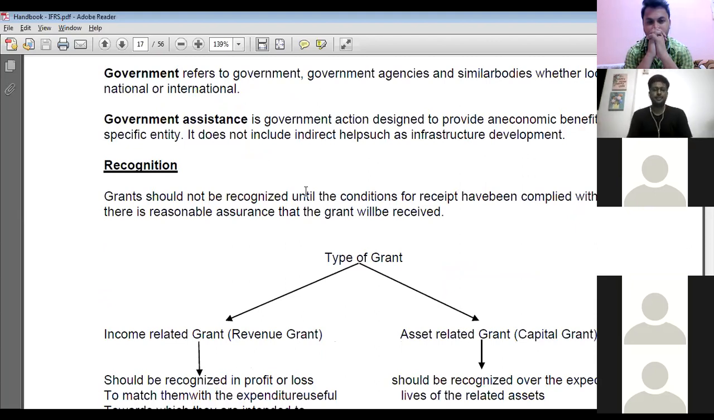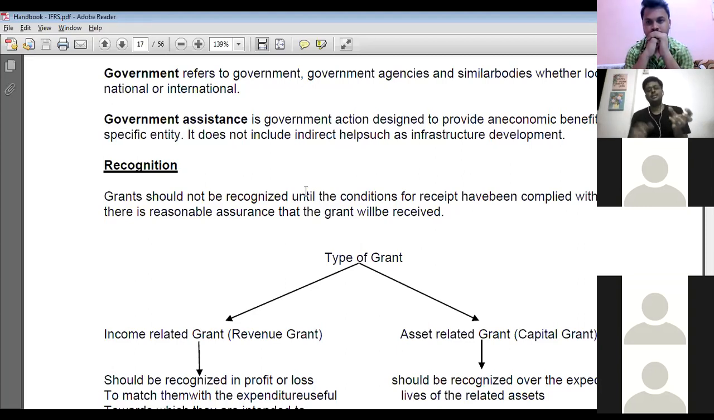So say any assistance which is designed to provide economic benefit to specific entity. But there are some specific assistance which cannot be measured in terms of money, that is, what is the value of assistance that government is providing. So then it will be considered as an assistance. Infrastructure development help is not considered here.